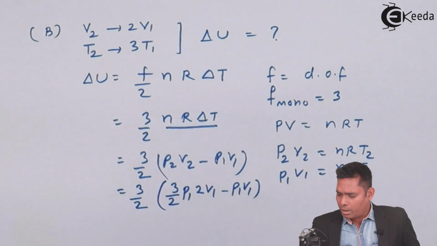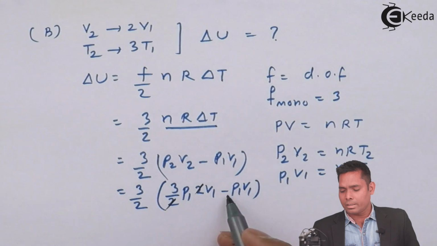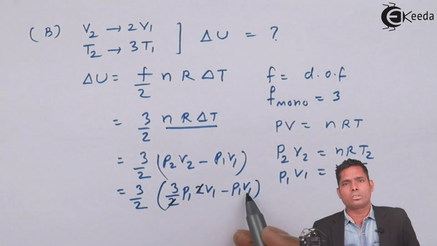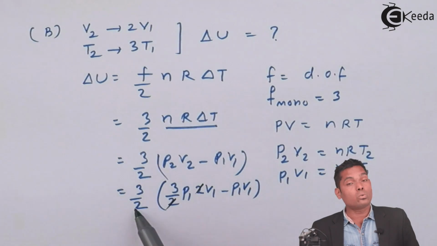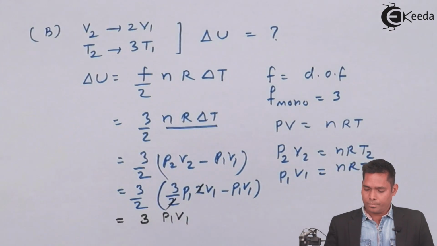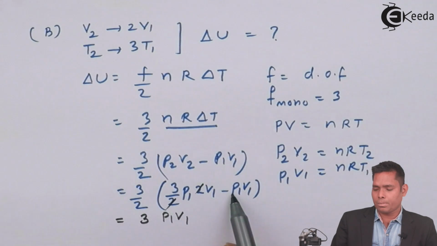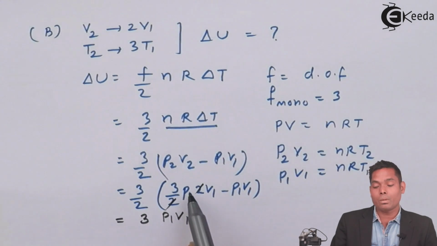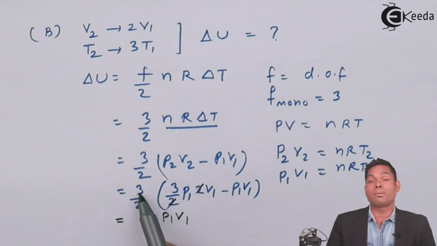This 2 and this 2 will cancel out. This is 3 P1V1 minus P1V1. That is 2 P1V1. And that 2 and this 2 will cancel, and you'll have 3 P1 V1. Okay, this is 3 times P1 V1 minus P1 V1. It is 2 times P1 V1. This 2 will cancel. P1 V1 is left, so it is 3 times P1 V1.